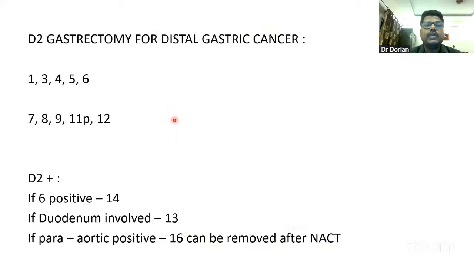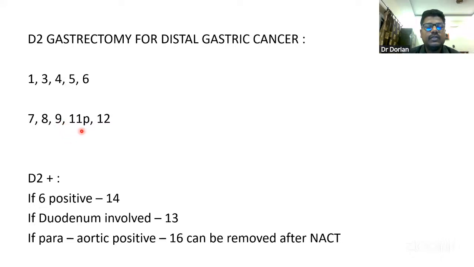Regarding a D2 gastrectomy for distal gastric cancer, the following nodal stations are removed. Station 1, Station 3, Station 4, Station 5, Station 6. You do not remove Station 2. Very important. The next level, you remove Station 7, Station 8, Station 9. Station 10, splenic hilar nodes, are never removed.